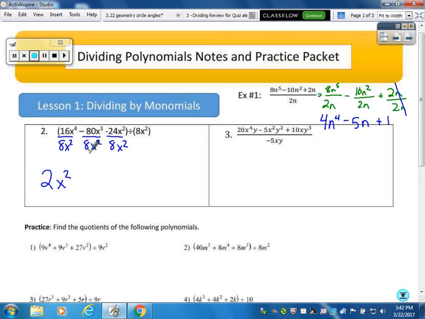You've got negative 80 divided by 8. That's negative 10. You had 3 x's. You want to cancel 2 out, so you still have 1 left. And our squareds cancel, but negative 24 divided by 8 is negative 3. So that is all done.